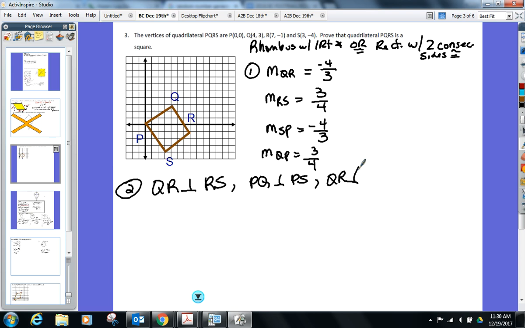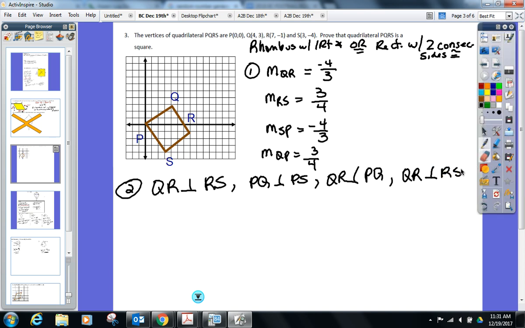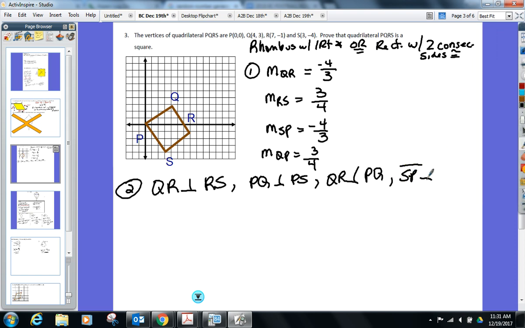Perpendicular to PQ. And I'll do the last one here. QR is also perpendicular to RS. We already did that. Look at that. Which one haven't we done? Thanks back there. SP and SR.